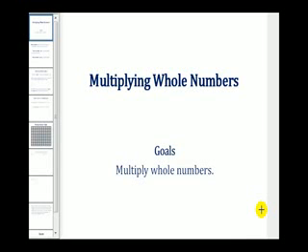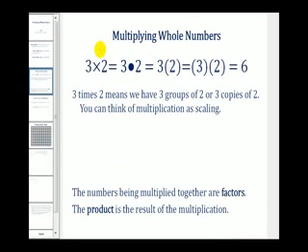Welcome to a lesson on multiplying whole numbers. Here we have 3 times 2, and the first thing we should notice is there are many ways to write multiplication. All of these mean 3 times 2, and we can see the product is equal to 6. 3 times 2 means we have 3 groups of 2 or 3 copies of 2.